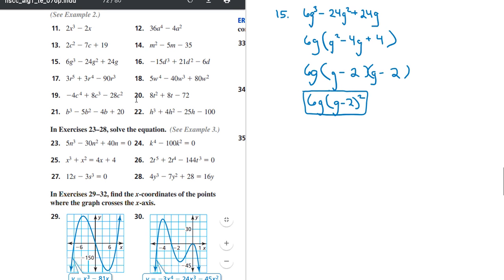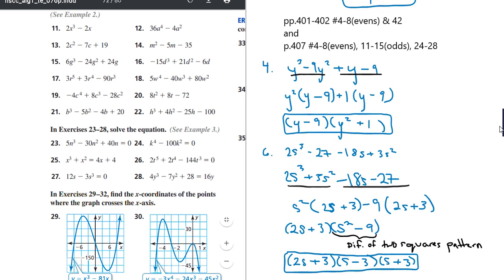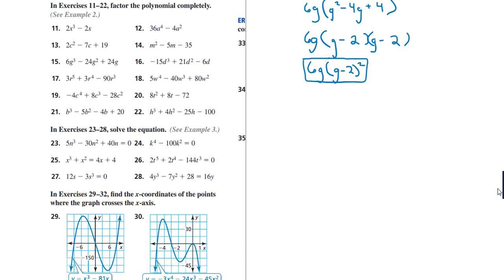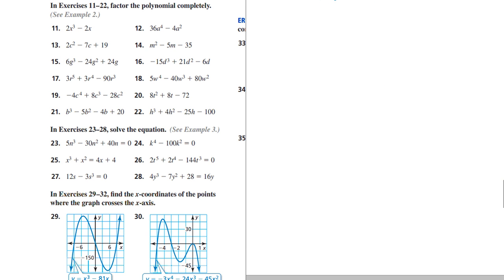All right, 24 through 28, those are the last problems that you had to do, and you do have to do all of 24 through 28. So let's get to that. Starting with number 24, it says solve the equation. So we have k to the fourth minus 100k squared equals 0.